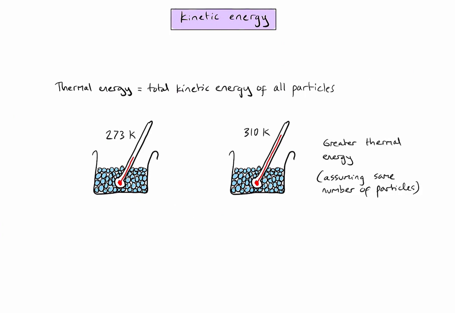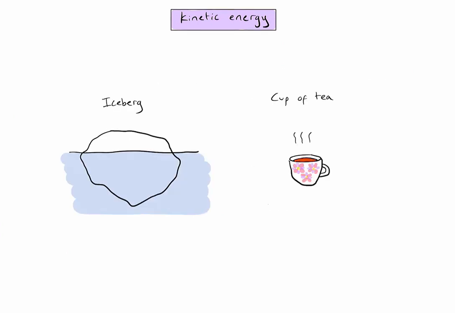However, we could apply this to a slightly more complicated example of an iceberg and a cup of tea. If we measured the temperature of the iceberg and the cup of tea, we would expect the cup of tea to have a much higher temperature. And this means that the particles in my cup of tea have a higher average kinetic energy.